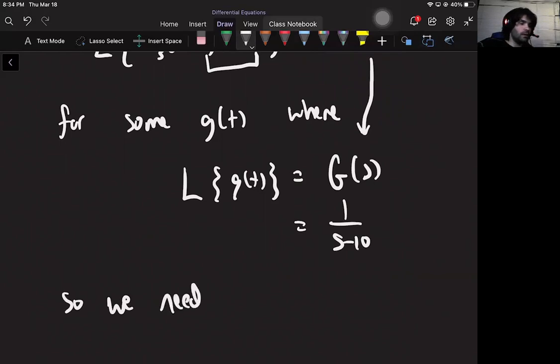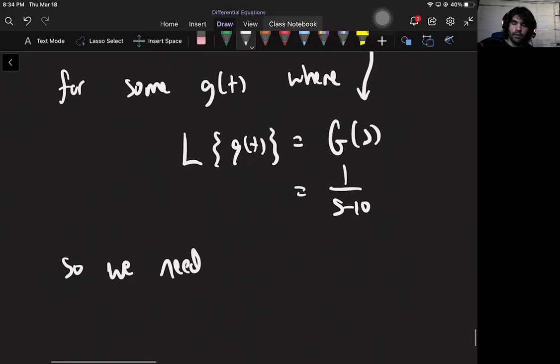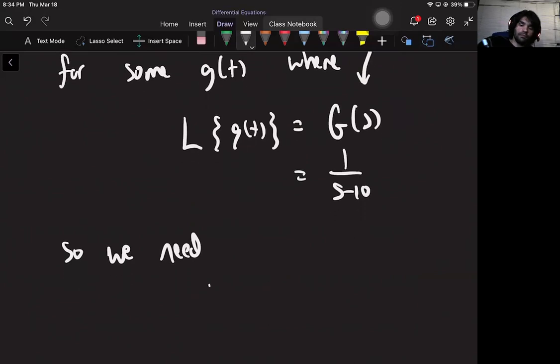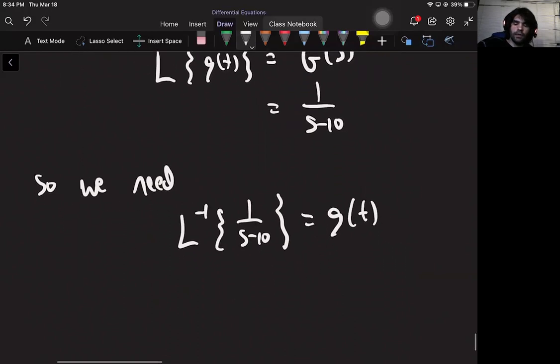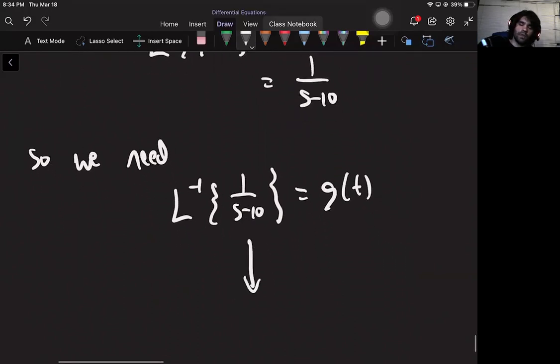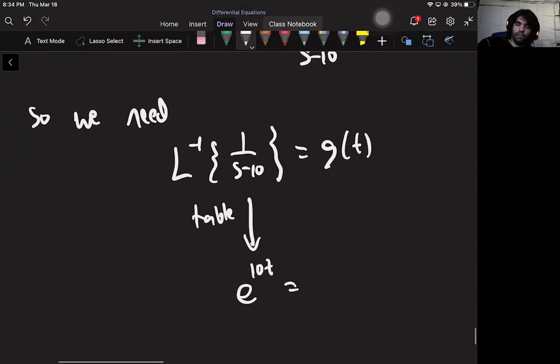So what do we need? We need to know the inverse Laplace transform of 1 over s minus 10. And that will be this missing g of t function. But this is something that looks nice in the table. This is just e to the 10t. So that's the missing function that I was looking for.